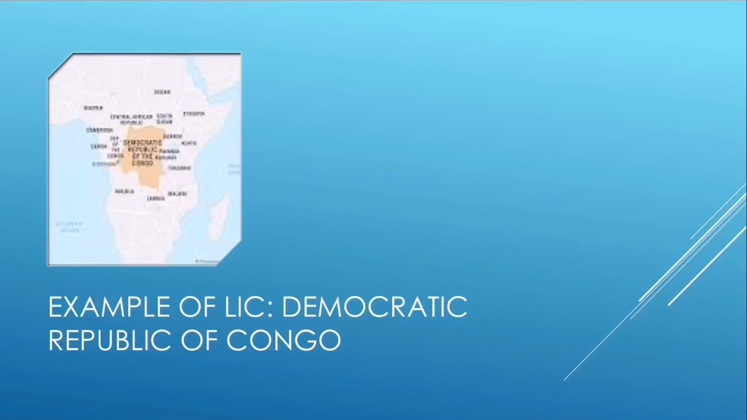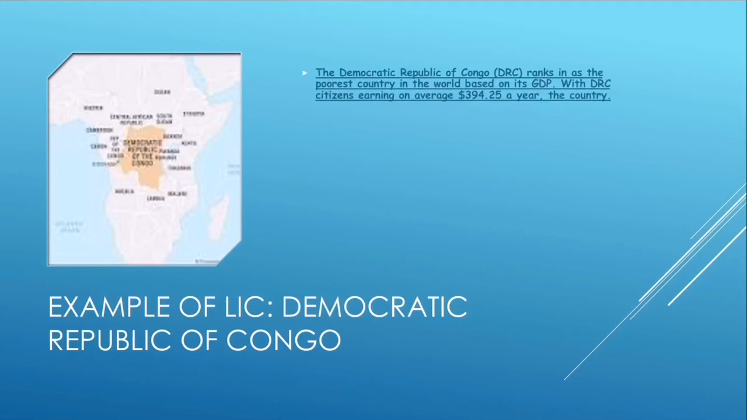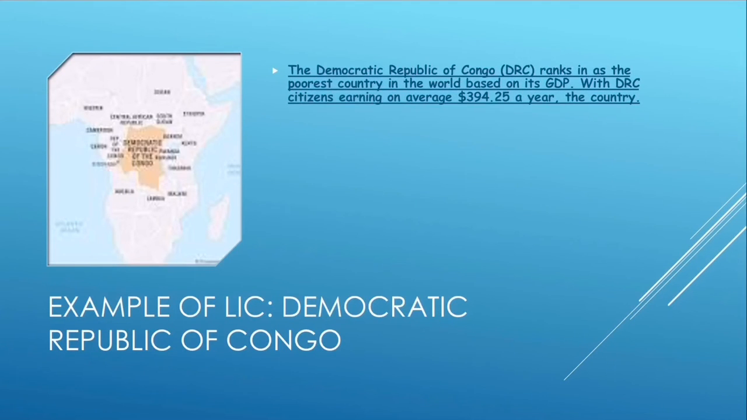Now, let's take an example of an LIC, which is Democratic Republic of Congo. The Democratic Republic of Congo, which is DRC, ranks as the poorest country in the world based on its GDP, with DRC citizens earning an average of $394.25 a year.